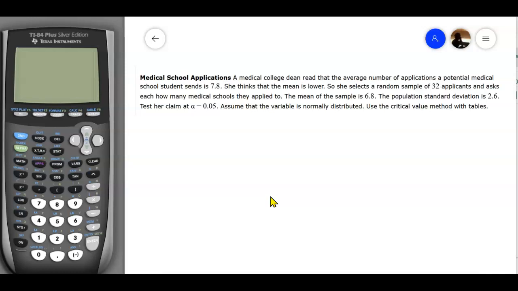Now, in order to define the hypothesis, we need to find the sentence in the problem that expresses the claim. And the sentence is this one: she thinks that the mean is lower. All right, so that is the claim. The claim is the mean is lower, strictly less than whatever the average is here, which is 7.8. All right, so this is the claim.